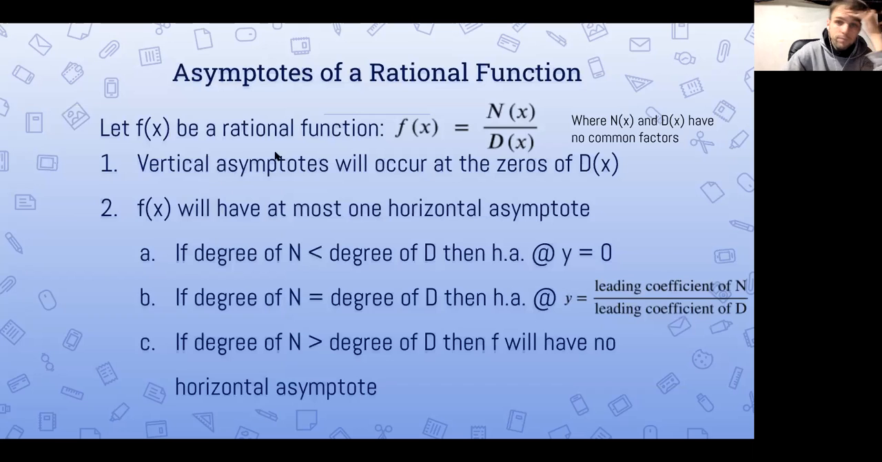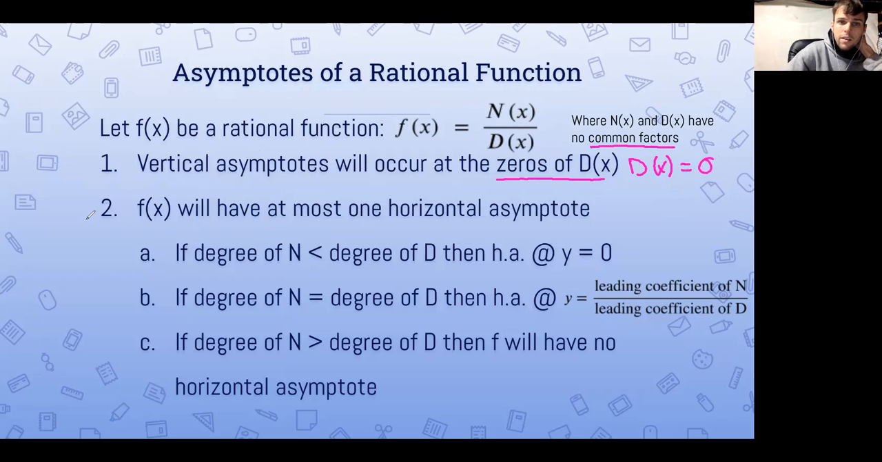All right. Here are the general rules for all of our asymptotes, both vertical and horizontal. So vertical asymptotes are at the zeros of the denominator. So when our denominator function equals 0, we have to solve that. Any solution to this equation is going to have a vertical asymptote, as long as these functions have no common factors. If there are common factors, we have to cancel those out first, then solve it.